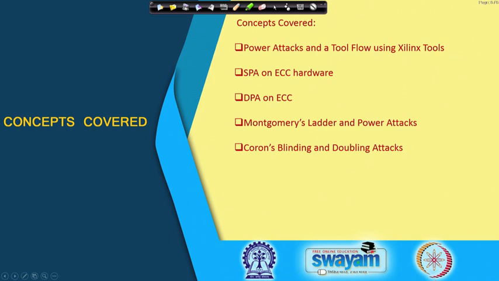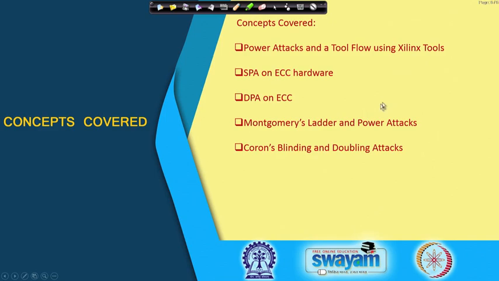Like we have already discussed about the ECC hardware, we shall be trying to look at the effect of SPA and DPA on ECC. And also in particular we shall be talking about a structure which is called Montgomery's ladder to implement the elliptic curve, and we shall be discussing it in the context of power attacks. Finally, we shall be discussing Coron's blinding technique and doubling attacks.